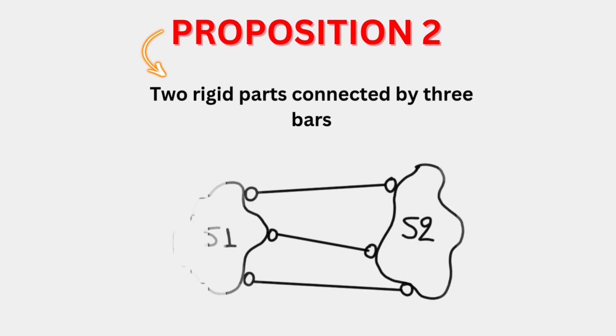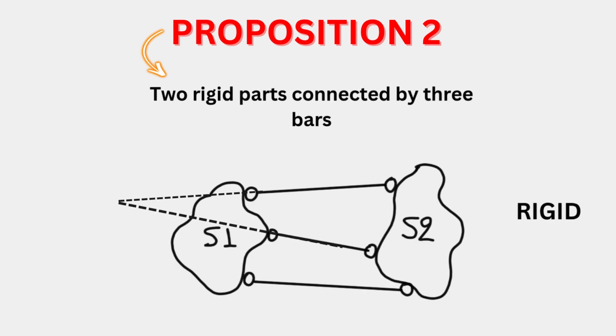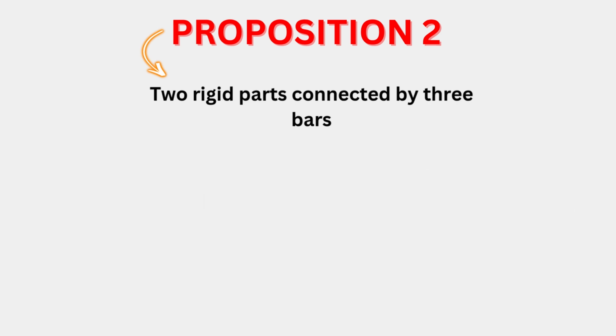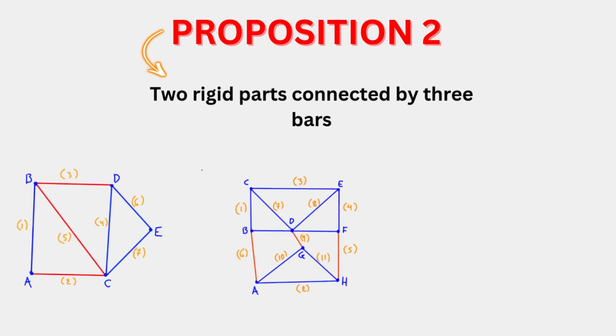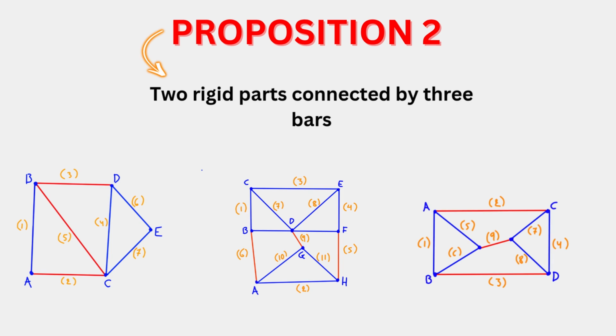Let's move on to proposition 2. If two rigid parts are connected by three bars that don't pass through the same point, the whole system becomes rigid. Now let's look at a few examples to really understand proposition 2. In each case, the blue bars form the rigid parts, and the red bars connect them. We'll see when the system is rigid, and then we'll apply the Ritter cut to each example.